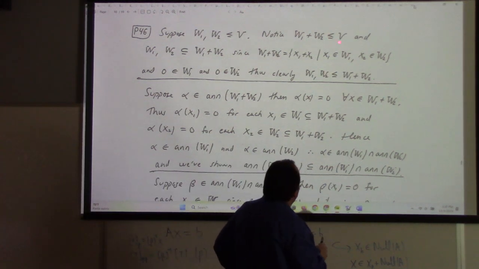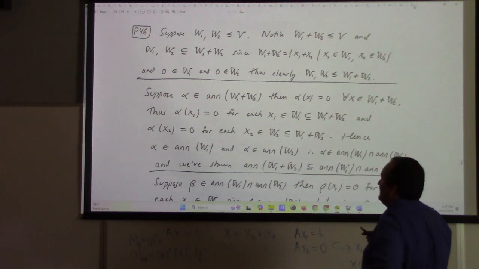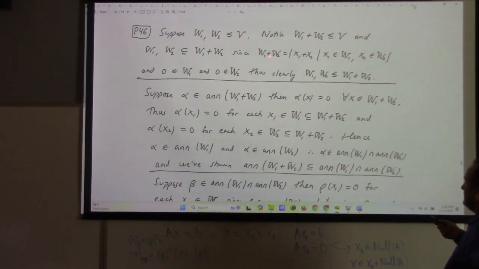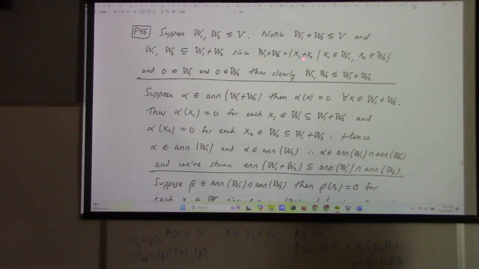We had subspaces of V. We're given that the sum of the subspaces is a subspace of V. And notice also that the subspaces themselves are subsets of the sum, which is clear because we can put that to 0 or that to 0, which shows you that those are subsets of the sum.